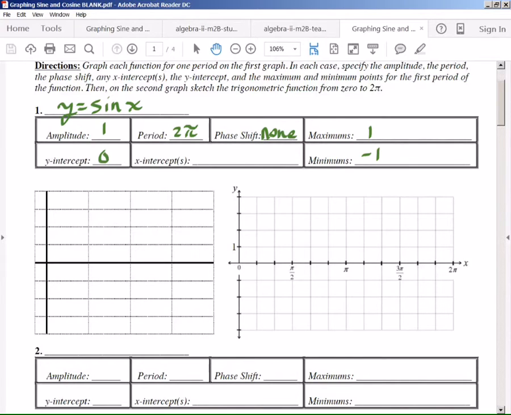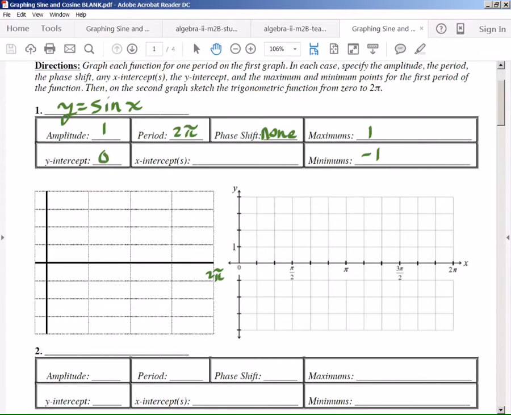Alright, so we always put the period right here. I like this part of the graphing because this graph right here is like a graph you can manipulate and do whatever you want to it, to help you guys see where all the different parts of the graph are.